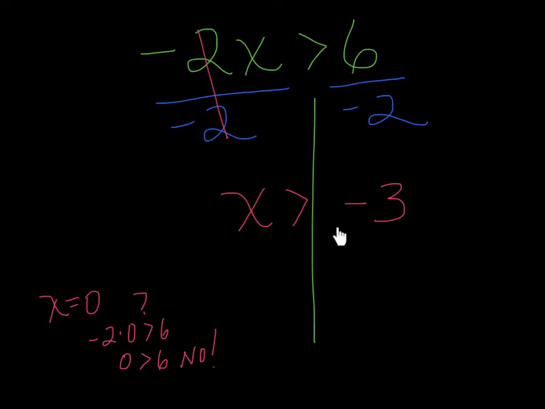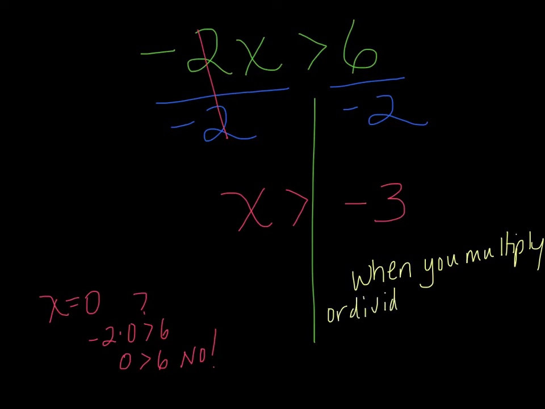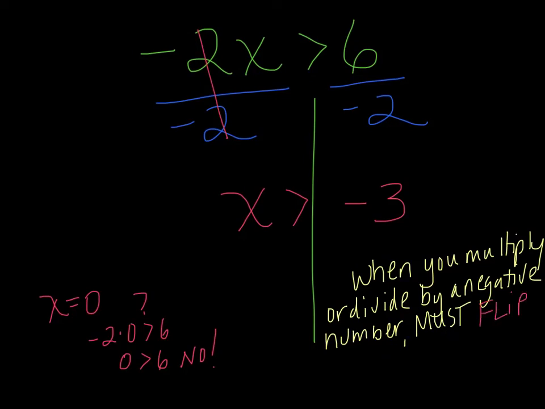Which is why when you multiply or divide by a negative number, you must flip the inequality sign.